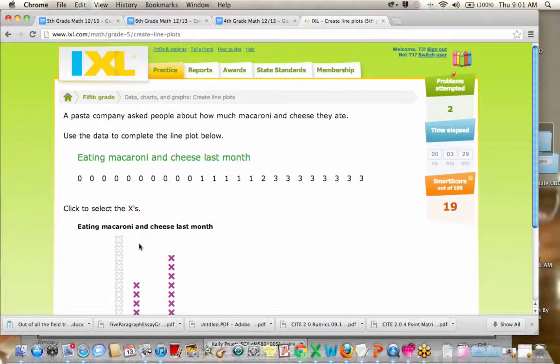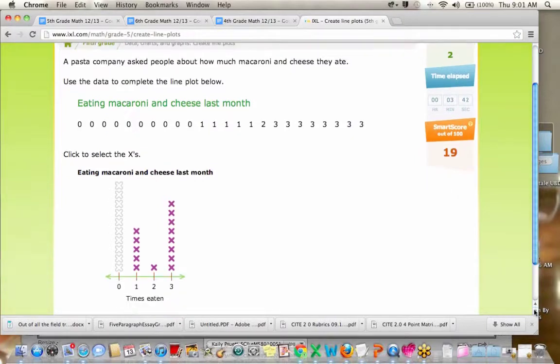Okay, so one more of this type. A pasta company asked people how much macaroni and cheese they ate. Use the data to complete the line plot below. So we have macaroni and cheese consumption, basically. So the times eaten looks like 1, 2, 3, 4, 5, 6, 7, 8, 9, 10. There were 10 times that people did not eat the macaroni. So that was pretty easy.